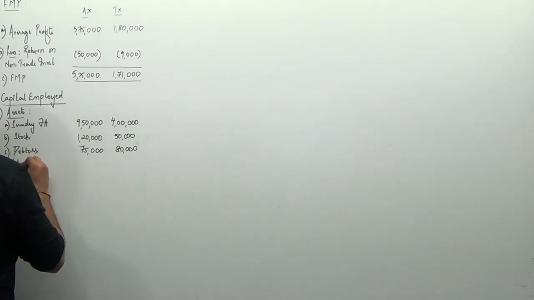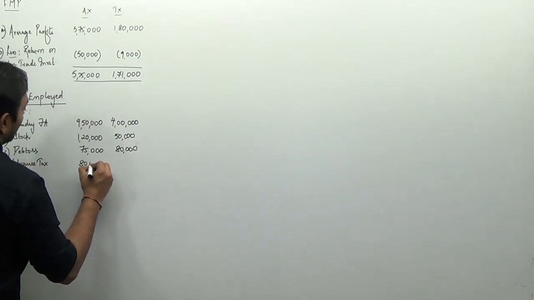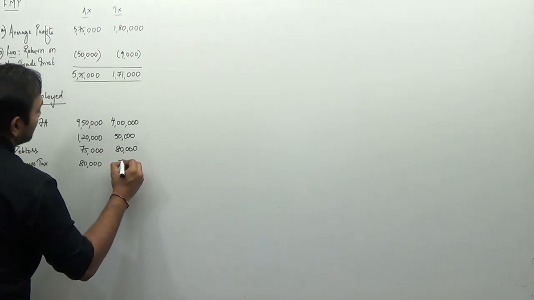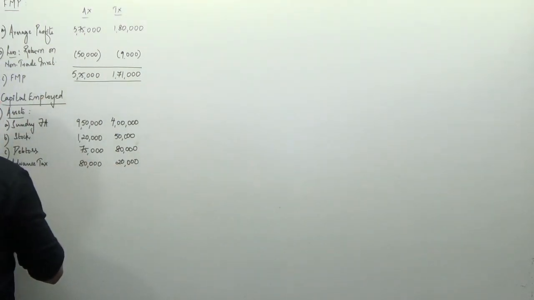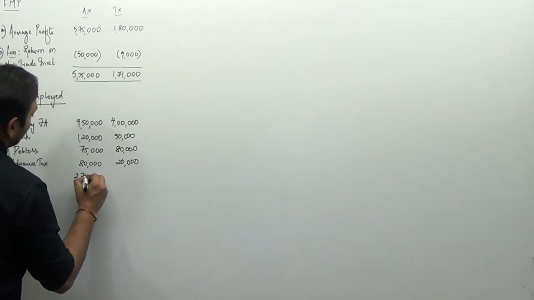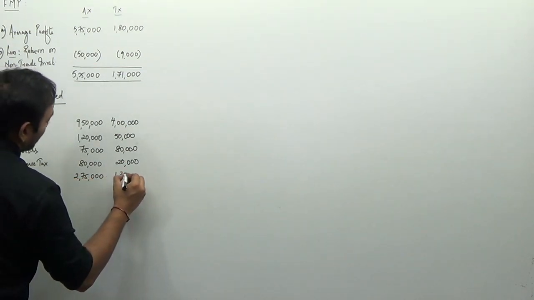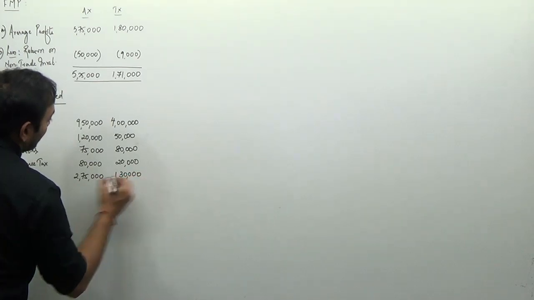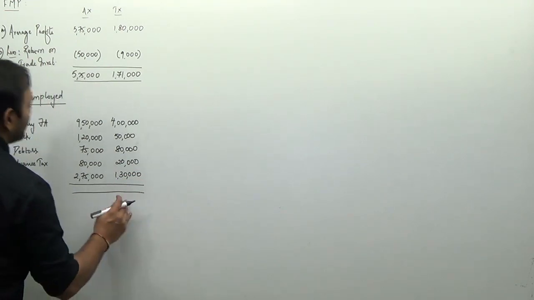Advance tax, prepaid expenses, these are. Advance tax is a current asset. 80,000 and 20,000. Cash in bank balance, 2,75,000 and 1,30,000. I can't take prepaid expenses because the realizable value is considered as zero.